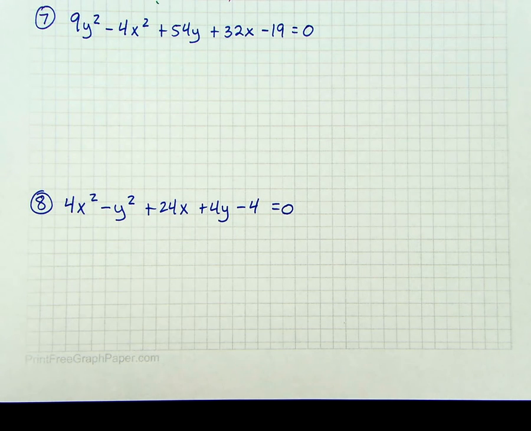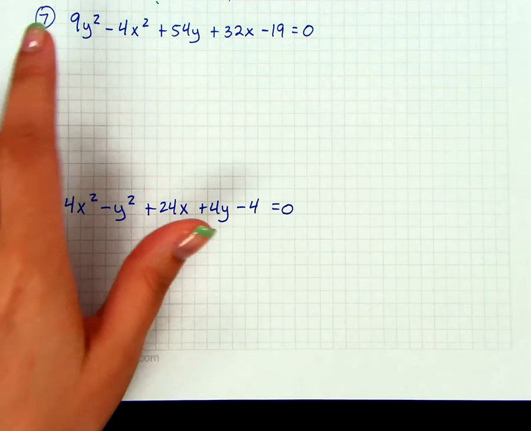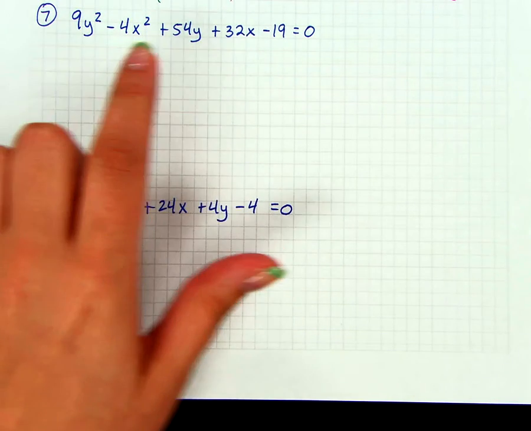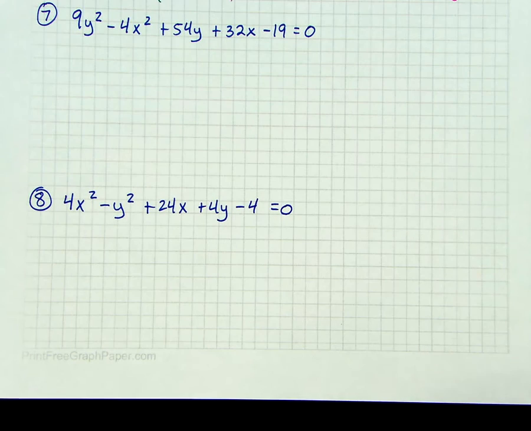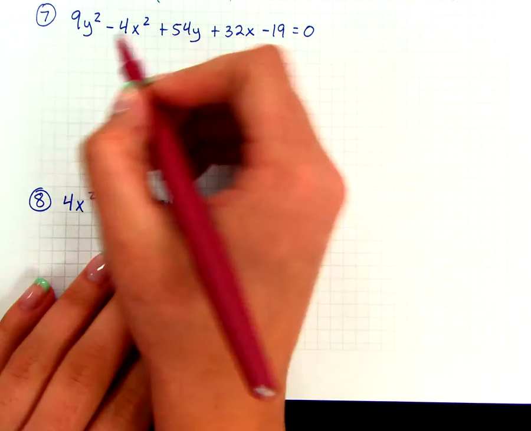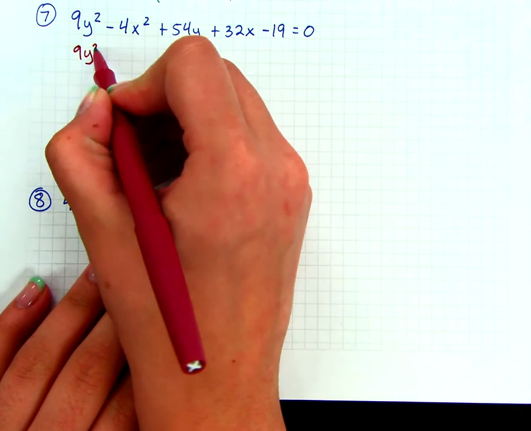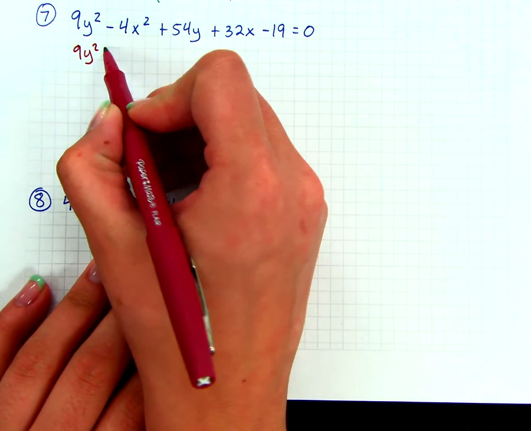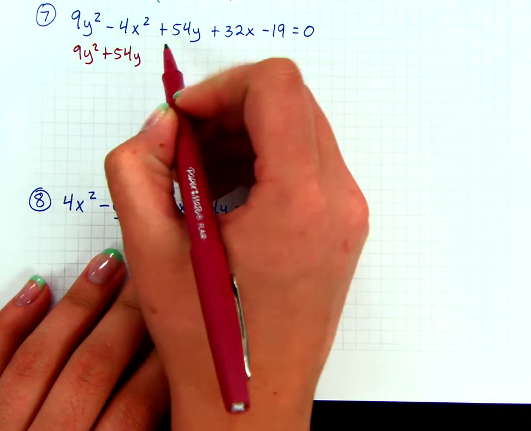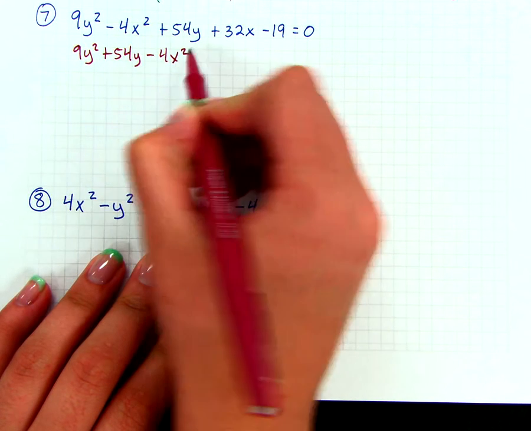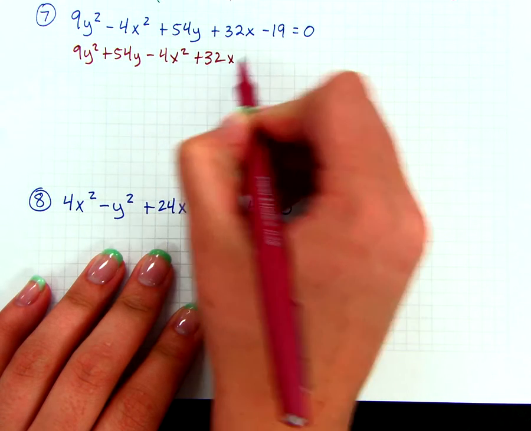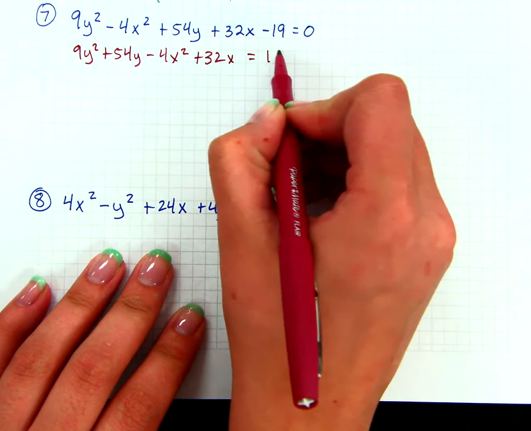Now normally we always write the x terms first, but for hyperbolas, we always want to write the positive set of terms first. So since y is positive, we're going to put the y's first, then the x's, and then equal to our number on the other side. Okay, so again, my first step is just to rearrange. So we will have 9y squared plus 54y, and then minus 4x squared plus 32x equals, and then we're going to add the 19 over.